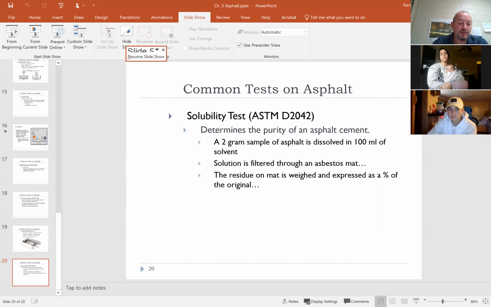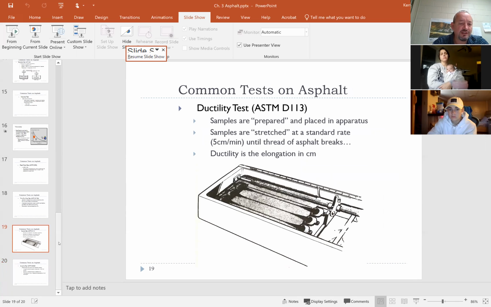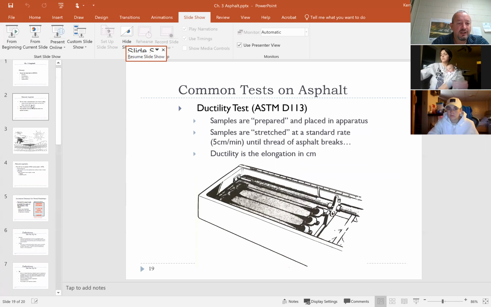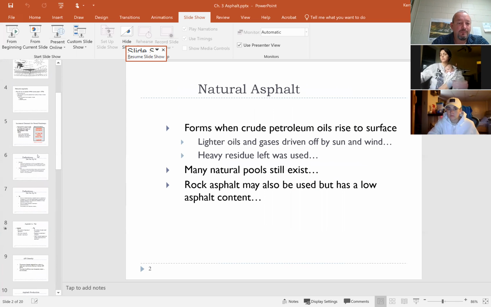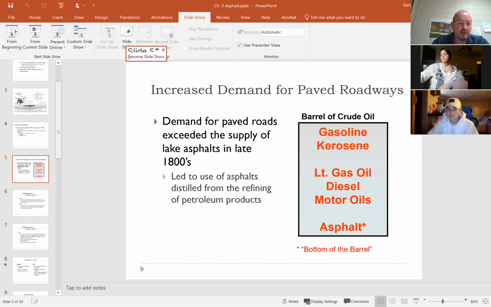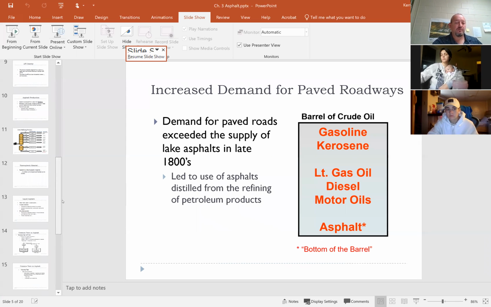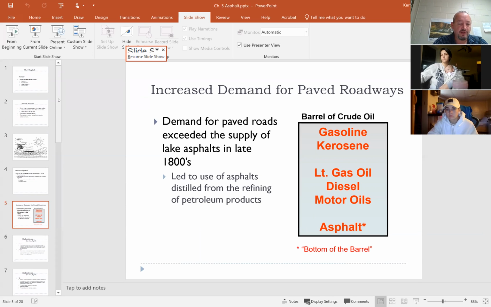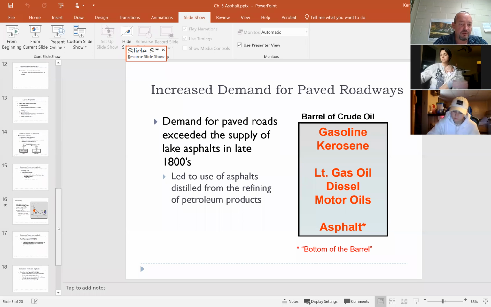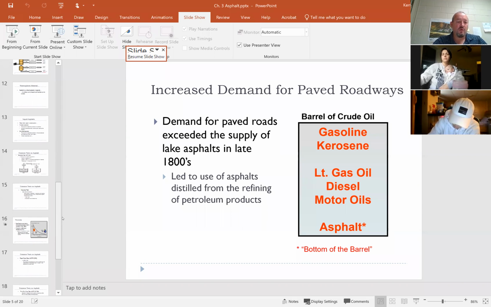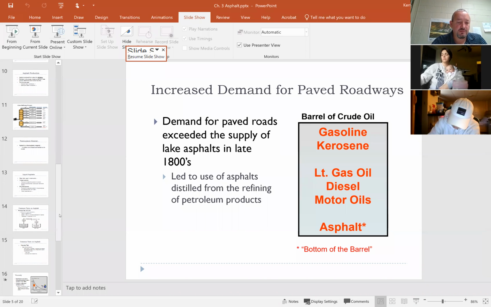The important thing for your notes is not necessarily the details of the tests, but maybe just write down some of the general tests that they would do on liquid asphalt, whether at the production stage or even at some of the local asphalt plants that would have to use some of these products.